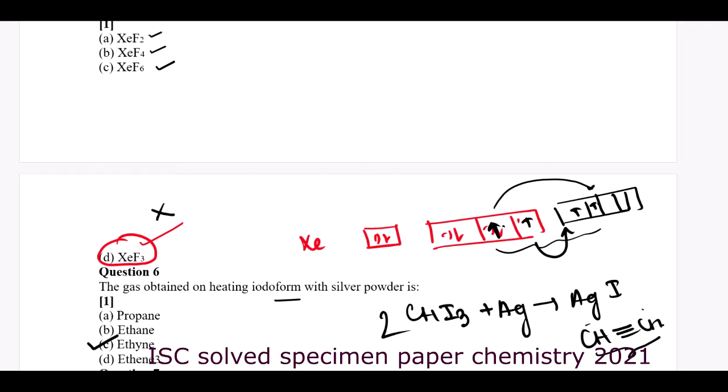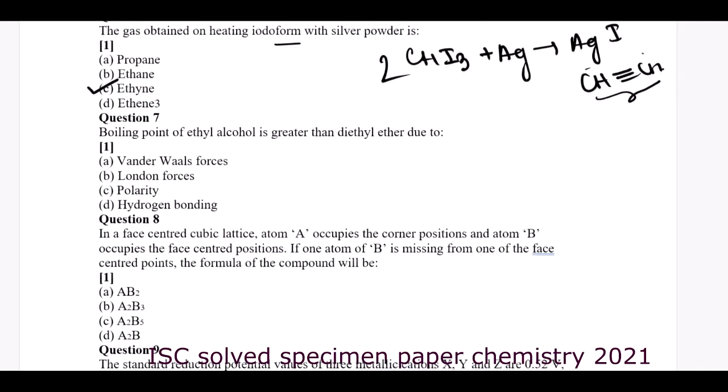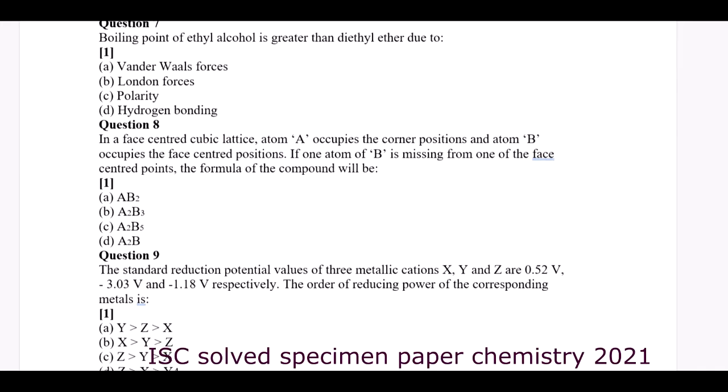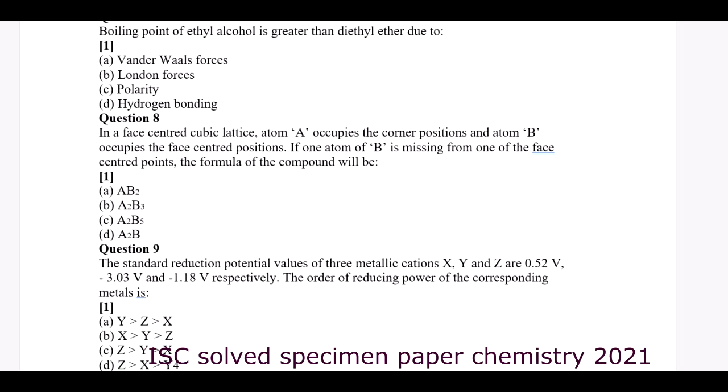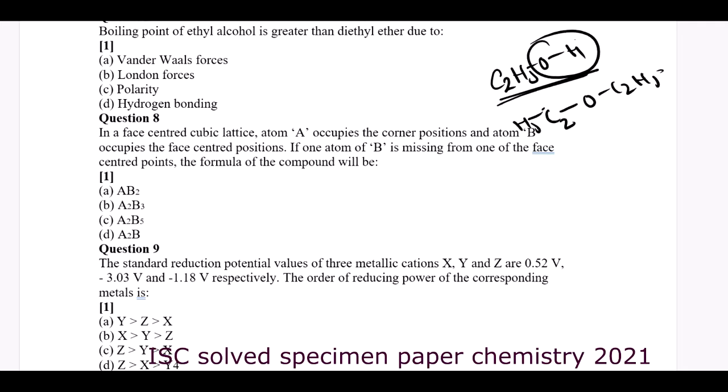Then in question number 6, we have the boiling point of ethyl alcohol is greater than diethyl ether, because look, we are comparing between ethyl alcohol and diethyl ether. Ethyl alcohol is C2H5OH, diethyl ether is C2H5OC2H5. So in C2H5OH, hydrogen is attached to electronegative oxygen, so hydrogen bonding is present, but here no hydrogen bonding.